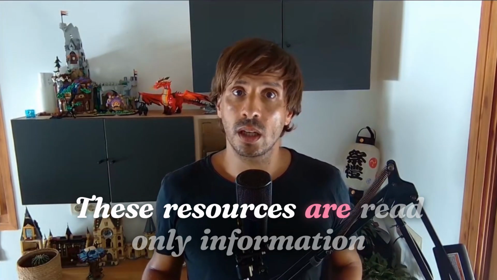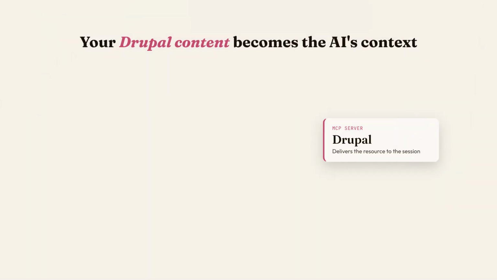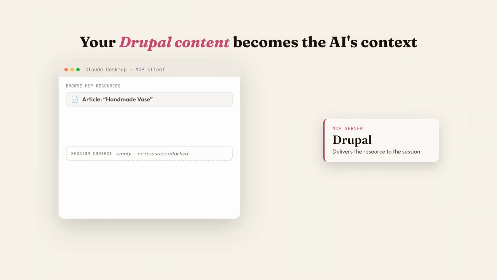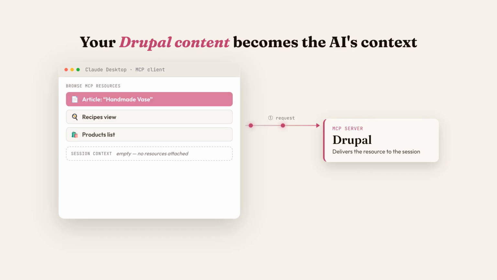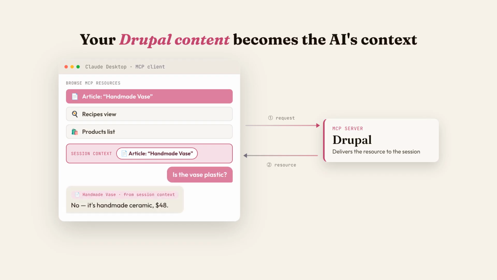These resources are read-only information that the server, in this case Drupal, exposes to the AI assistant running the MCP client to enhance the context of the AI session. So this is very useful for your users to be able to interact with your content better if you expose it as resources. How do you do this?